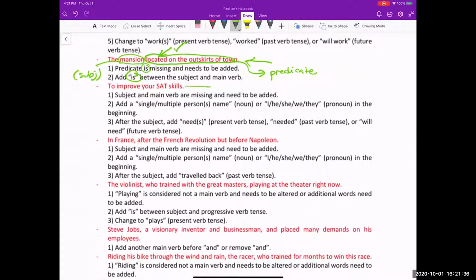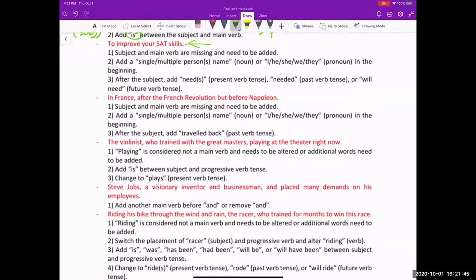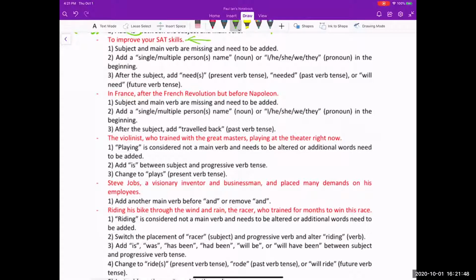So what about this one? It's missing a subject and a verb. Yeah, it's definitely missing those two main parts. The subject is not in the beginning, and to improve, technically it is a verb, but it's supporting, not the main verb. Maybe he is improving, I am improving my SAT skills. You could also take out the to.